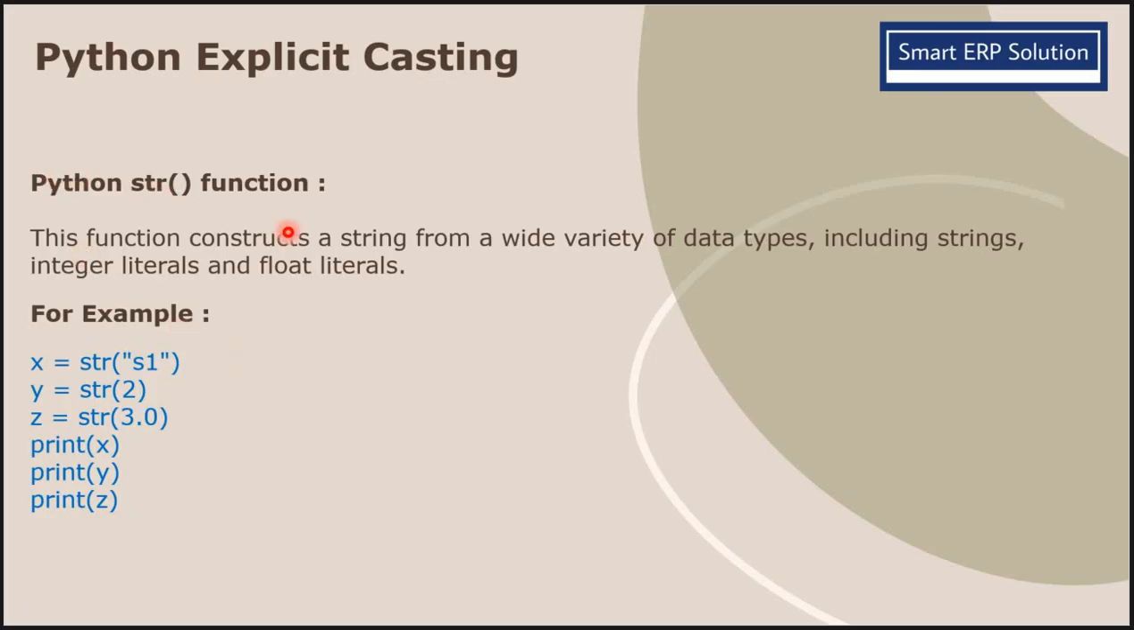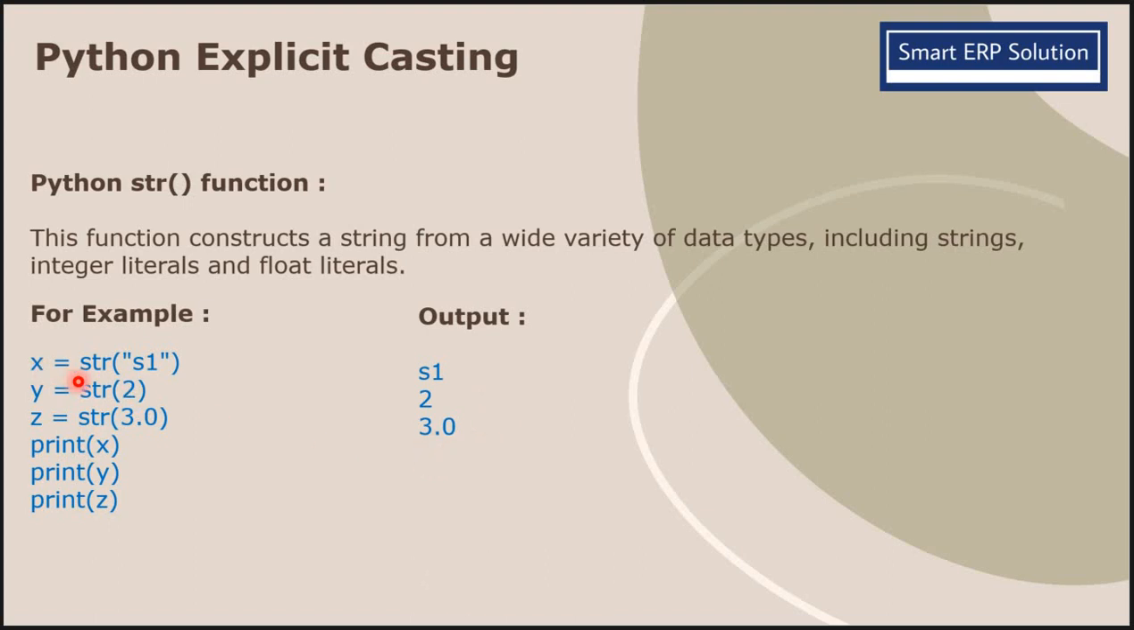Python str function. This function constructs a string from a wide variety of data types, including strings, integer literals and float literals. For example, x equal to str("s1") within the double quotes, y equal to str(2) and z equal to str(3.0). If we write print x, print y and print z, and if we save this program and run the Python program, we'll get the output as s1, 2 and 3.0 respectively.